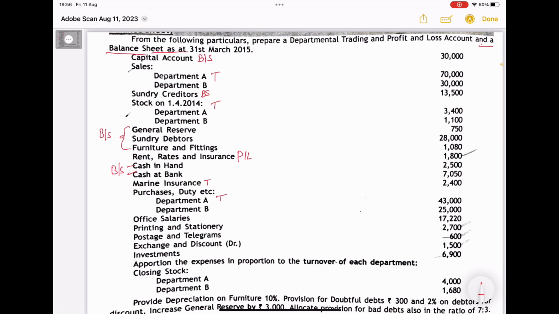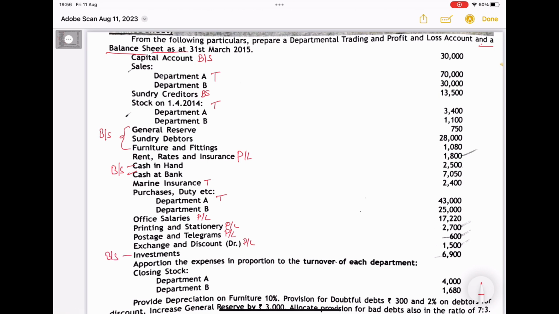Office salary, P&L account. Printing and stationery, P&L account. Postage and telegram, P&L account. Exchange and discount, debit side, it is an expense, so P&L. Next, investment. Investment is related to balance sheet.